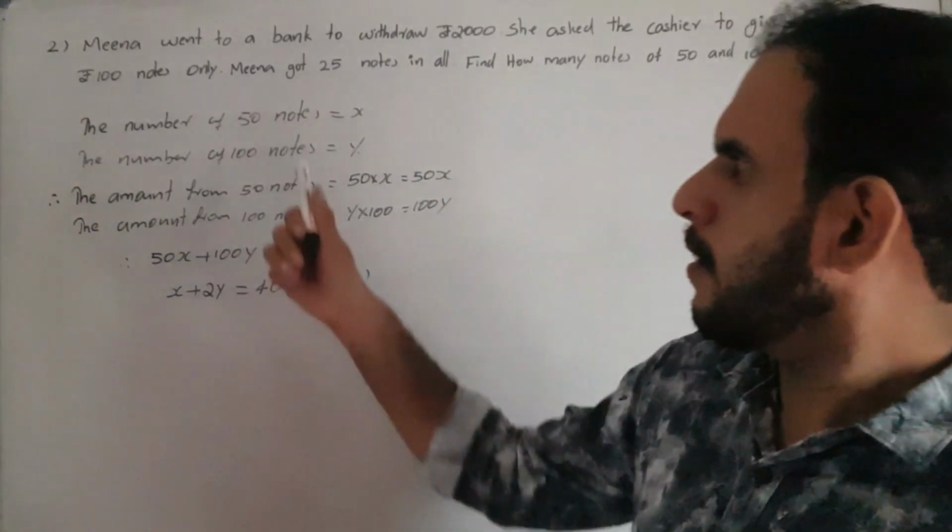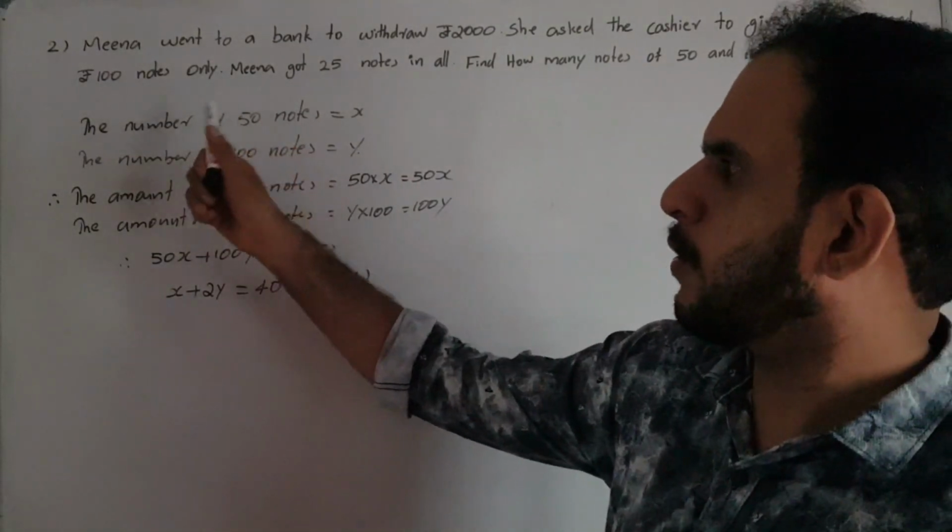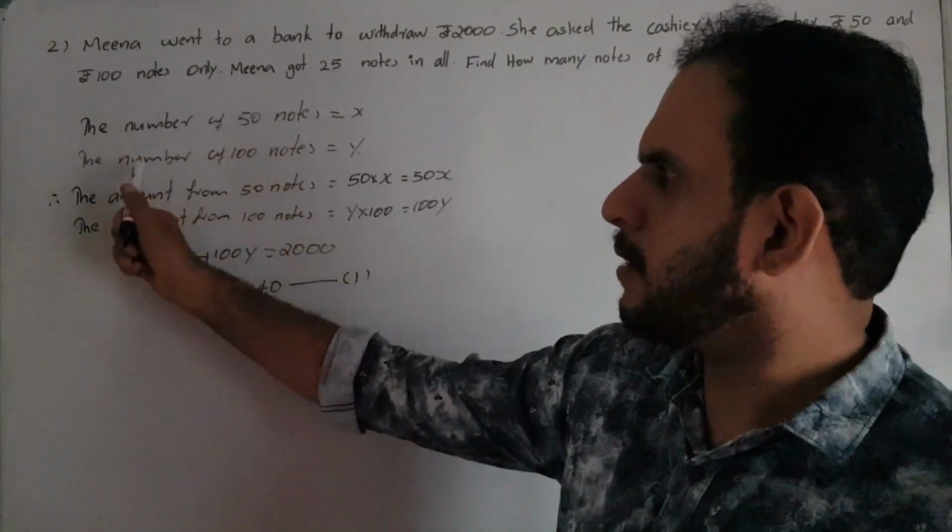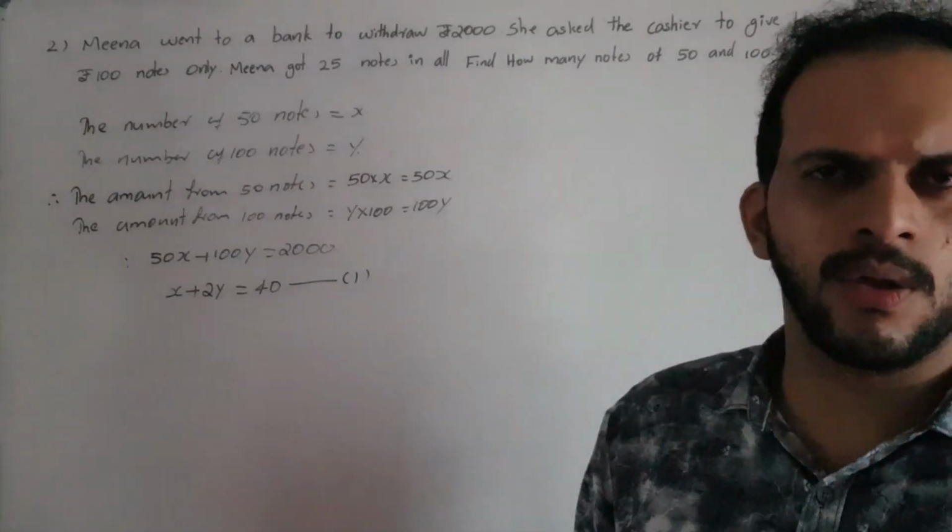The total of the number of 50 notes and the number of 100 notes is equal to 25.